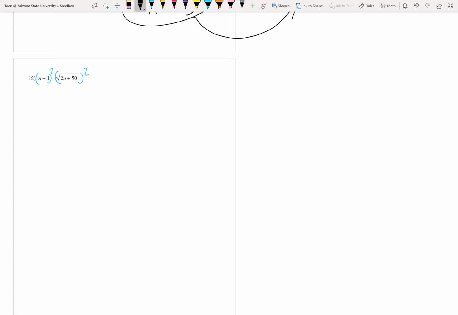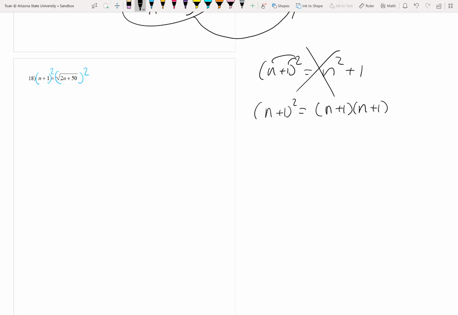Now a common mistake I saw people make is they want to distribute that 2 and say, oh, it's n squared plus 1. That is a false statement. You can't apply the power property because it's a binomial, that plus sign screws things up. So the proper way to square a binomial is you either use the pattern or know that squaring is multiplying by itself, and then you just go ahead and FOIL it out like normal. And that's going to be n squared plus 2n plus 1.